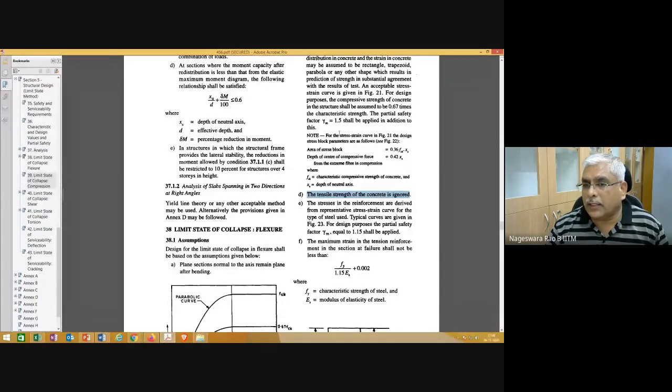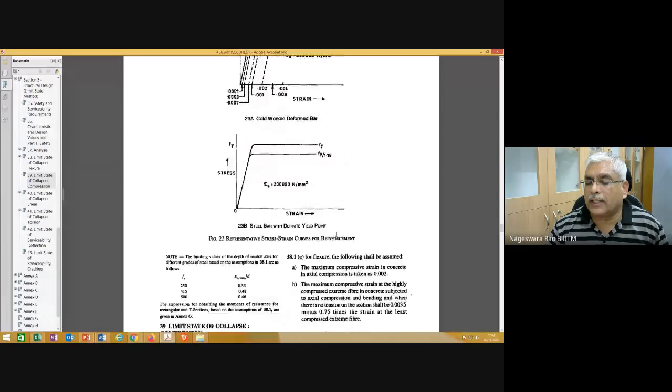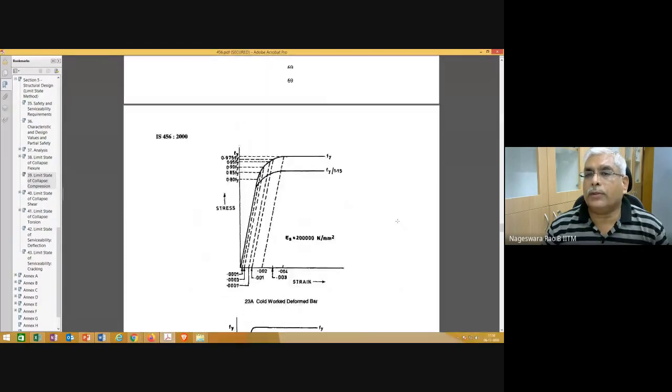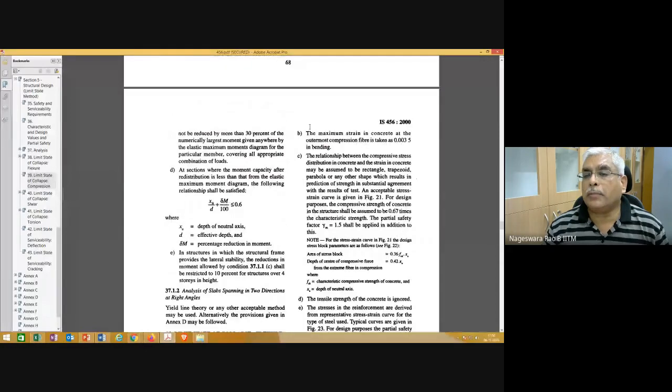Okay, so in addition to these assumptions, let's see what are the assumptions that are made here under limit state of collapse in compression. Maximum compression strain in axial compression is taken as 0.002. You need to make a note of it. Maximum compressive strain in concrete in axial compression is limited to 0.002. Whereas here, maximum strain in concrete is taken as 0.0035 in bending.